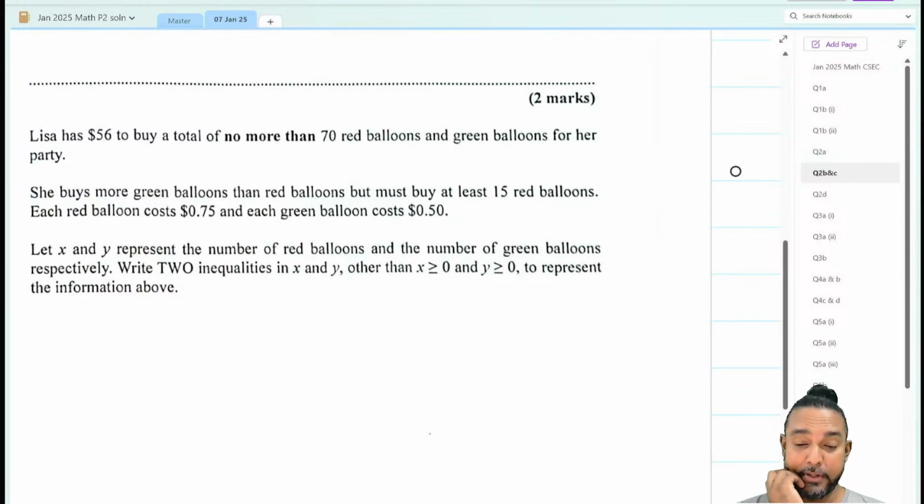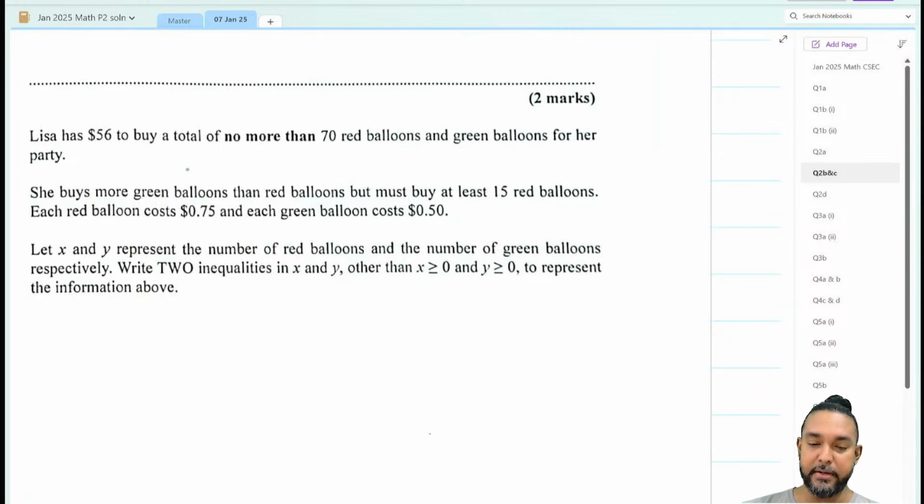Lisa, okay. X and Y. Write two inequalities in X and Y, other than X is greater than 0 and Y is greater than 0. Okay, so Lisa has to buy a total of no more than 70 red and green balloons. Okay, cool. Go check it, right?